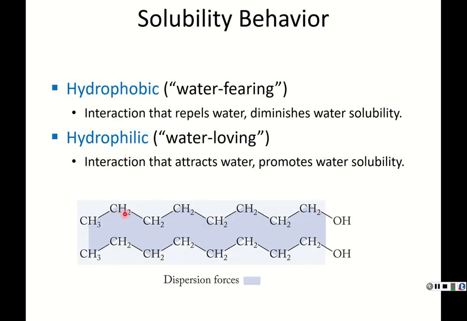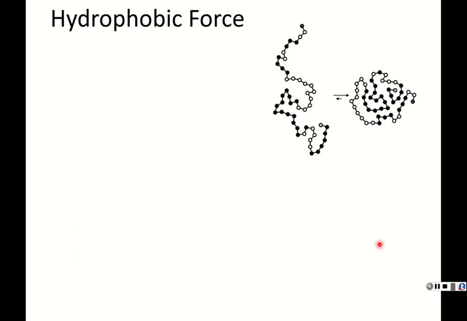Right? So you can have molecules that have both properties to them. In this case, you have a very long chain of hydrocarbon, which is hydrophobic, and you have dispersion forces going on here in this part. But then you have these OH groups on the ends of the molecules, and those are polar, and they're also hydrophilic. They can interact with water via hydrogen bonding. Okay, so you can have molecules that have both. And this is where the hydrophobic force comes into play.